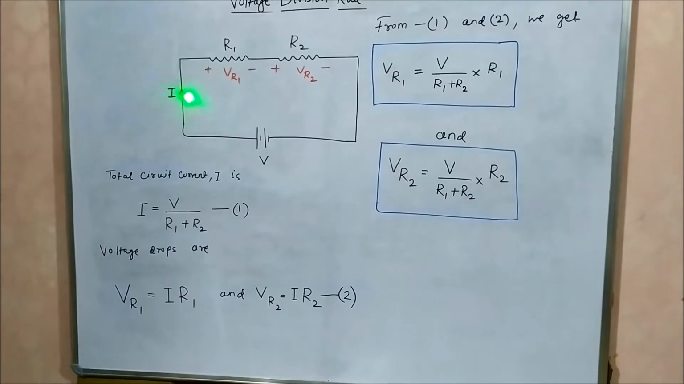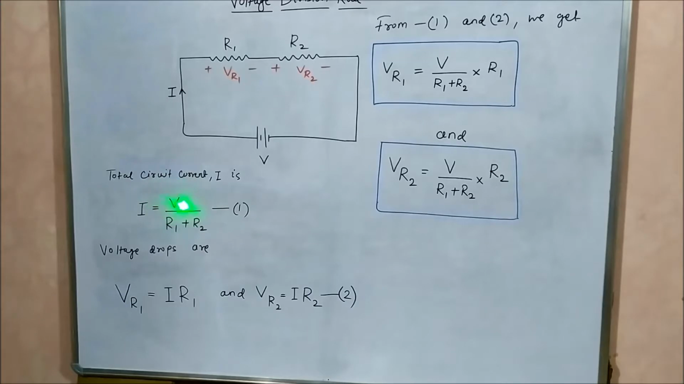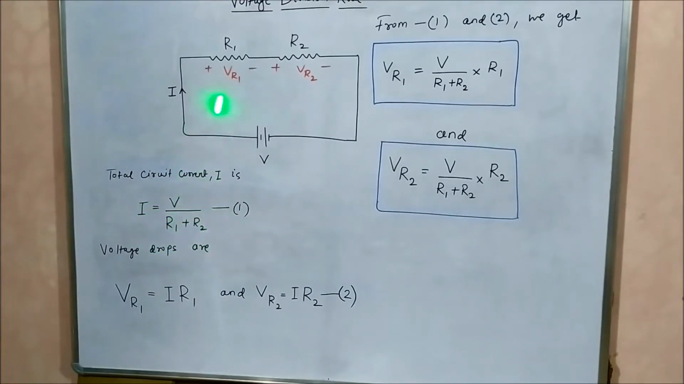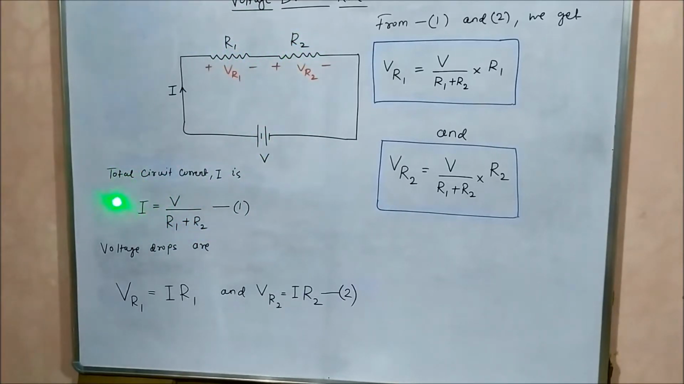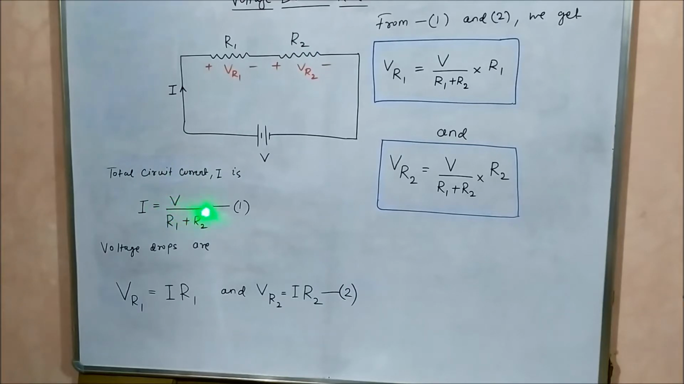Now it can be calculated by this expression. Total circuit current is equal to the total voltage V divided by the total or equivalent resistance. We know that the equivalent resistance of a series connected circuit is the sum of the individual resistances. So the total circuit current I is equal to the DC supply voltage divided by the total equivalent resistance, which is V by R1 plus R2, as there are only two resistors present. This is equation number 1.